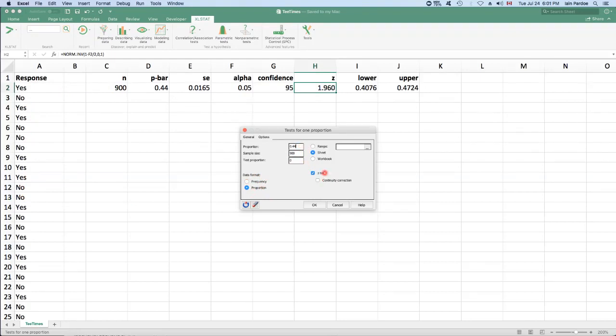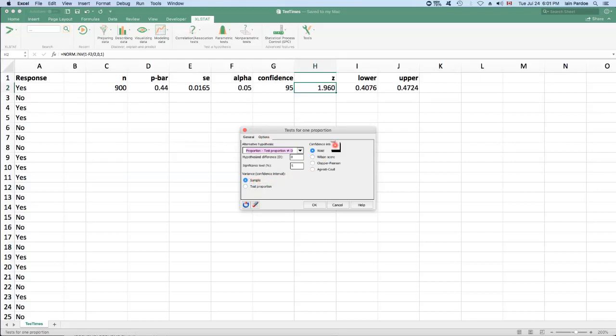And then we'll do the Z test. We're not going to use a continuity correction here. That's more for hypothesis testing. We're simply going to do a confidence interval. So under options, we need to make sure that the variance that's going to be used in the confidence interval calculation is using the sample variance. So make sure this is selected here.